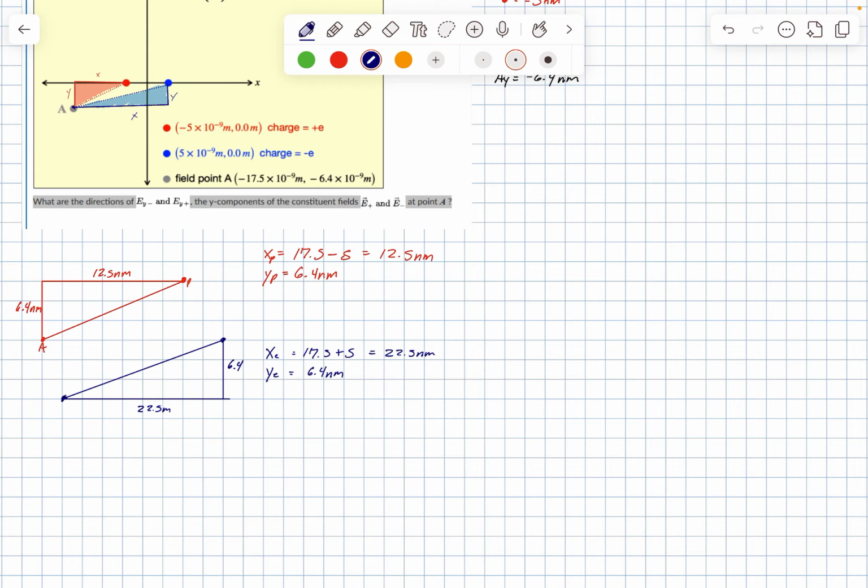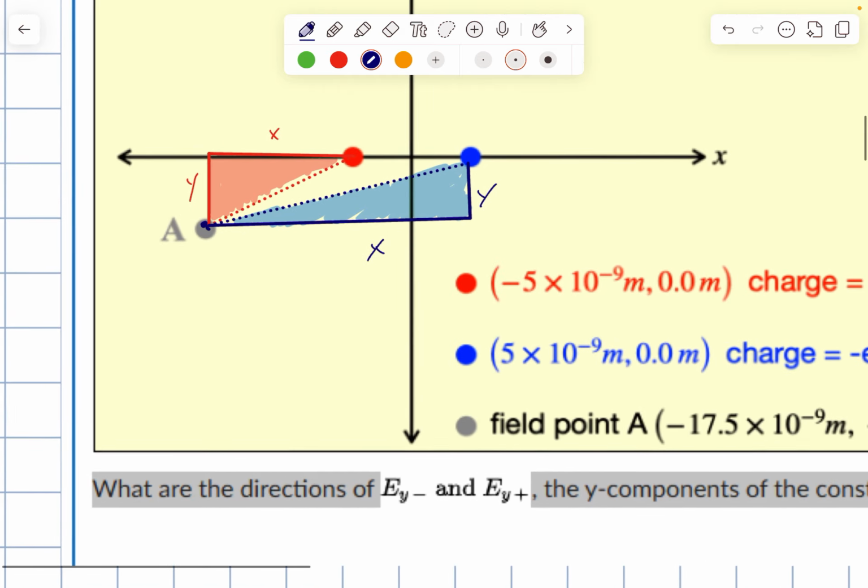Okay, so now the next step for tackling this is to figure out what these hypotenuse values are going to be, or r squared, because that's what we're going to be working with the most.